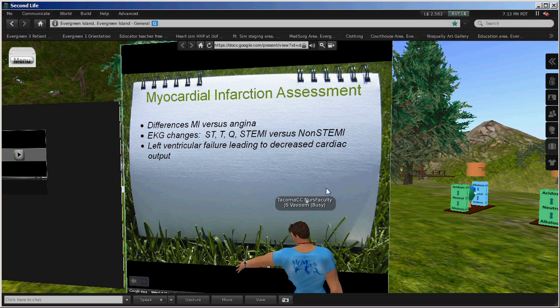Myocardial infarction assessment, differences in MI versus angina, the EKG changes in general, the STEMI versus non-STEMI types of MI. Left ventricular failure leading to decreased cardiac output, signs and symptoms.